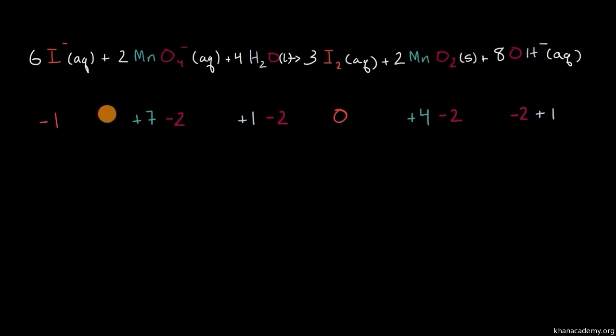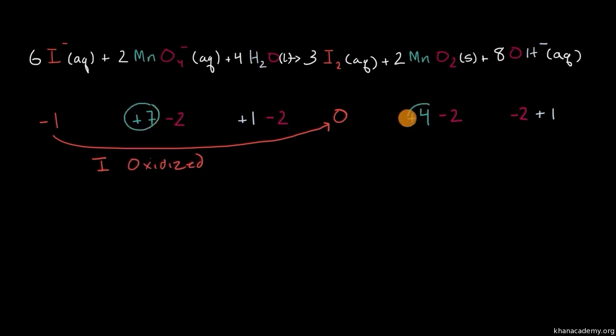So first, let's look at the iodine. We go from an oxidation number of -1 to 0. To go from an oxidation number of -1 to 0, you need to lose electrons. So it has been oxidized. Let me write that down: the iodine has been oxidized. Now let's look at the manganese. We go from a +7 to a +4. Our oxidation number has gone down, so it has been reduced.